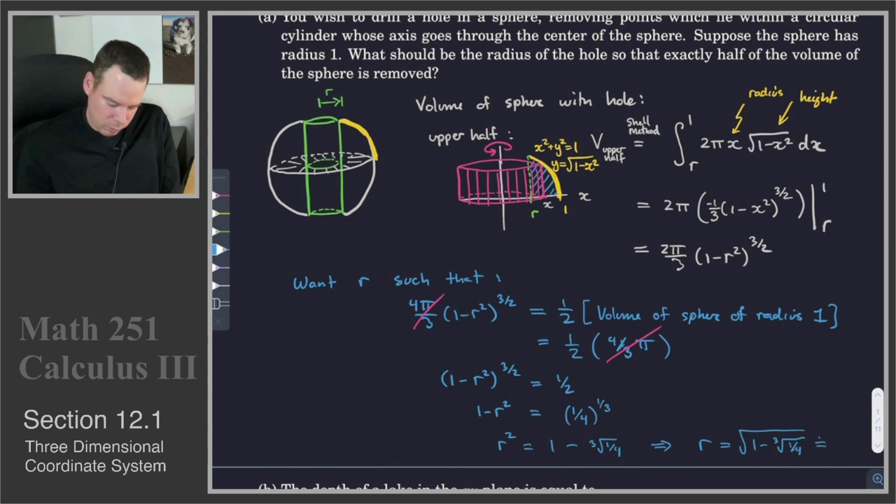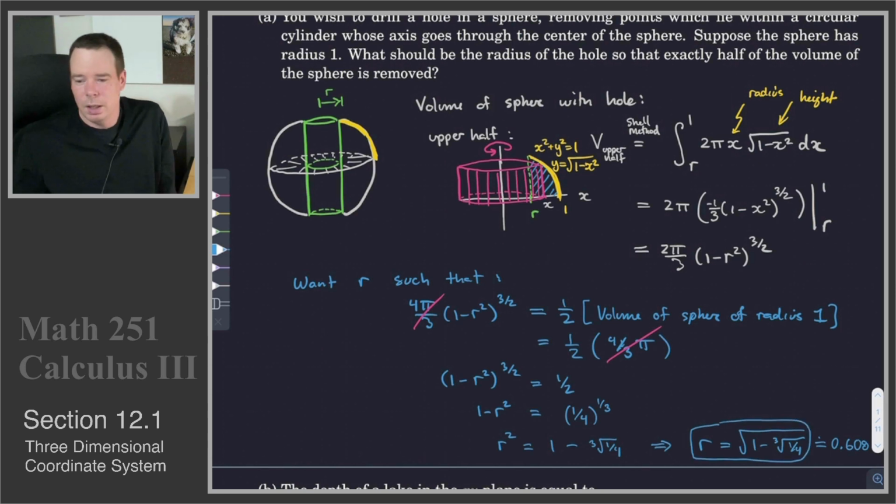And that's about 0.608. And so what that means is we've got our exact value of the radius, but we've also got an approximate value. And this says that if I start with a sphere of radius 1, then I'm going to have to drill a hole that's about 60% of the original radius, so 0.6, or more than halfway across the original radius. I'm going to drill the hole, and that will remove exactly half of the volume of the sphere.